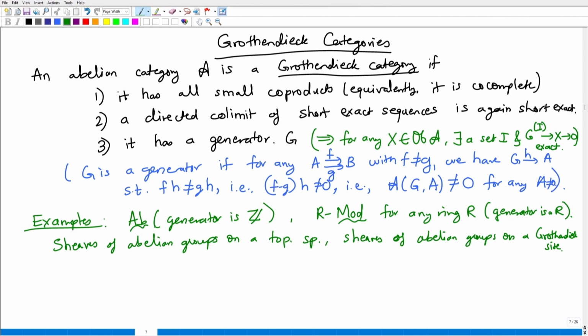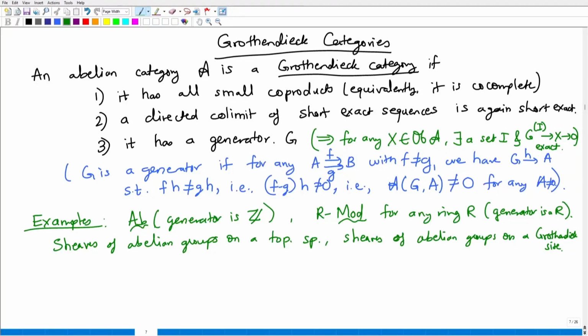Commutative rings? I never said anything about commutative rings. No, why are you asking that? A single commutative ring? Category of commutative rings? No, category of commutative rings, that's not even balanced. Yeah, so if it is not balanced, it can't be abelian. So obviously it's out of question.